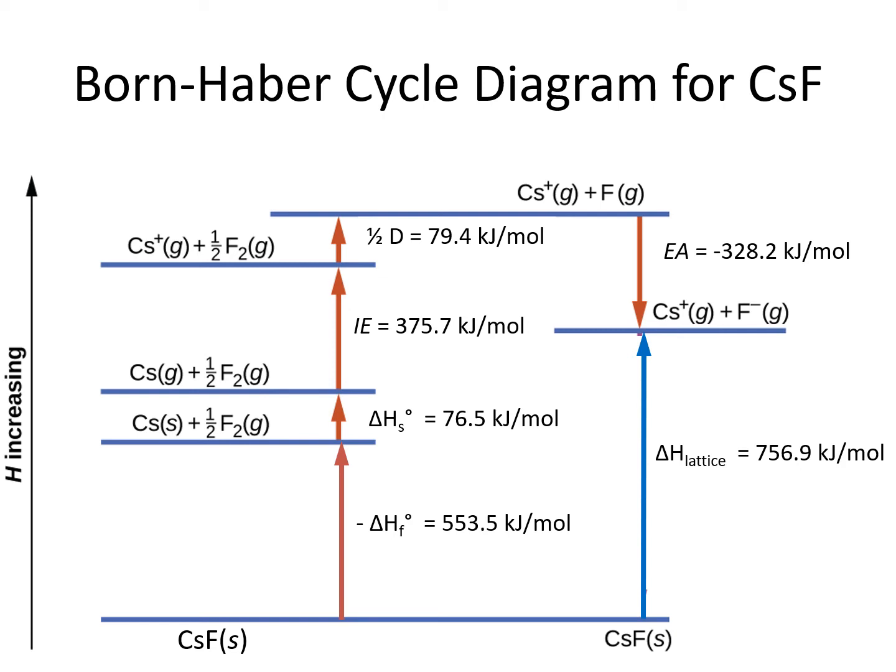When we add those 5 steps together, 4 of them positive and 1 of them negative, we get the overall delta H for the lattice, because at that point we have cesium ions and fluoride ions in the gas phase. The overall change in energy is 756.9 kilojoules per mole, which is the lattice energy for cesium fluoride.